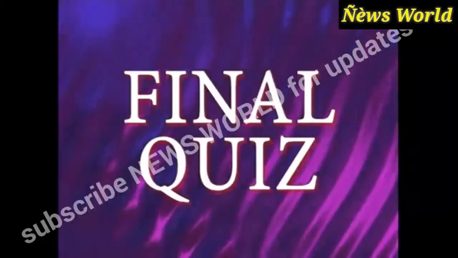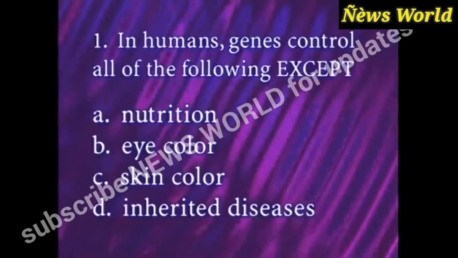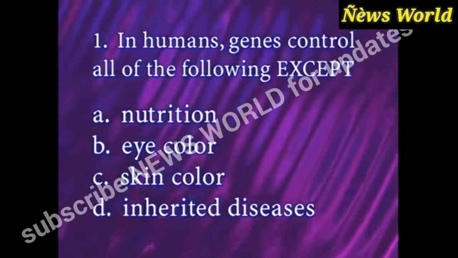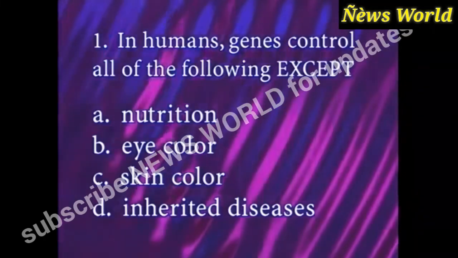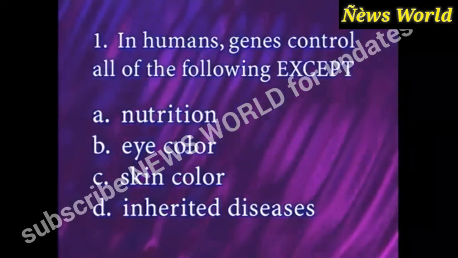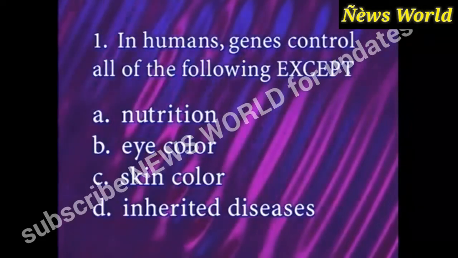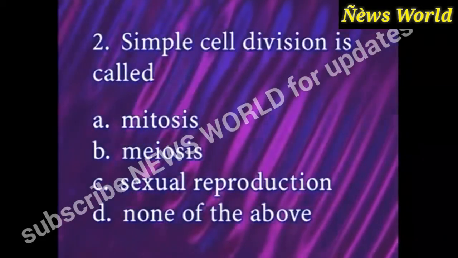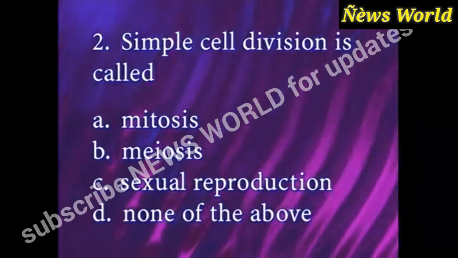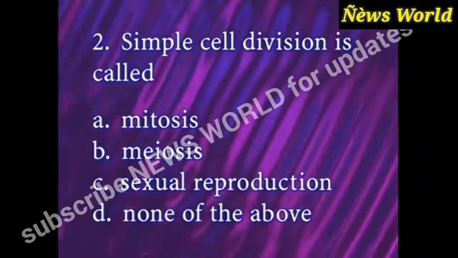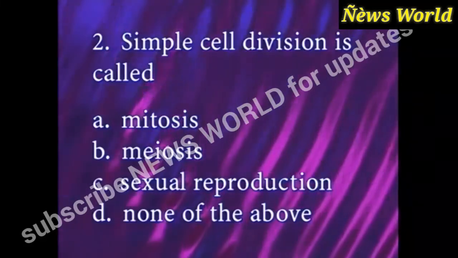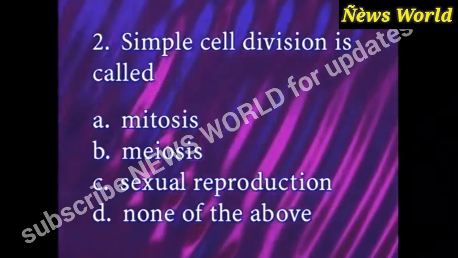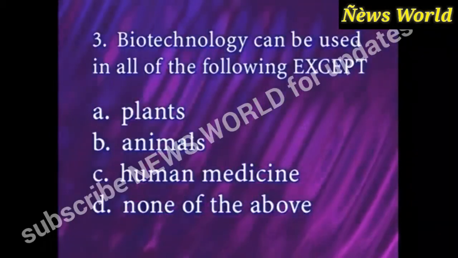We may be able to find the answers. Final quiz. In humans, genes control all of the following except: A. Nutrition, B. Eye color, C. Skin color, D. Inherited diseases. Simple cell division is called: A. Mitosis, B. Meiosis, C. Sexual reproduction, D. None of the above.